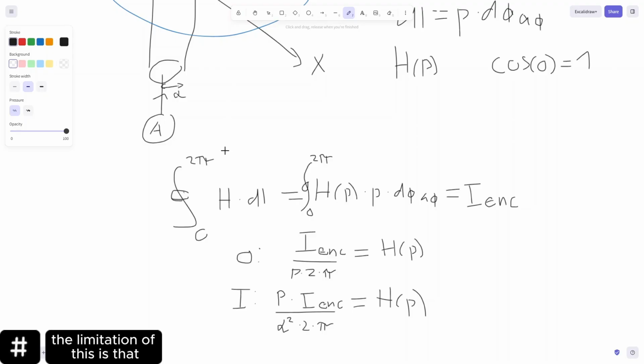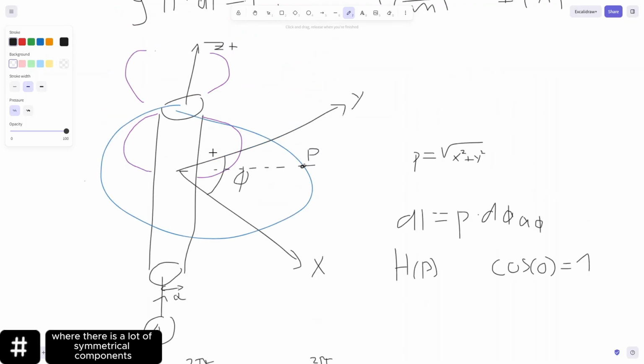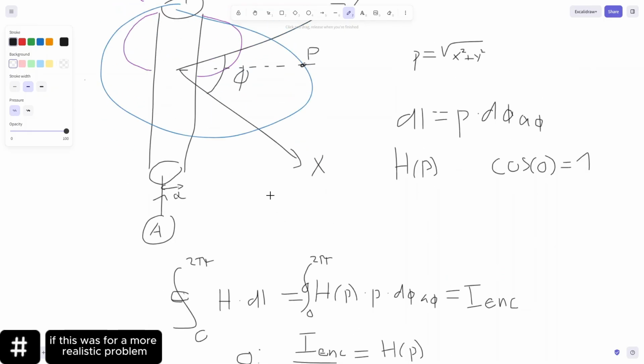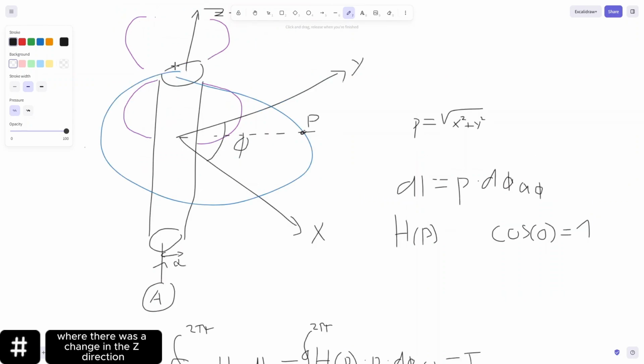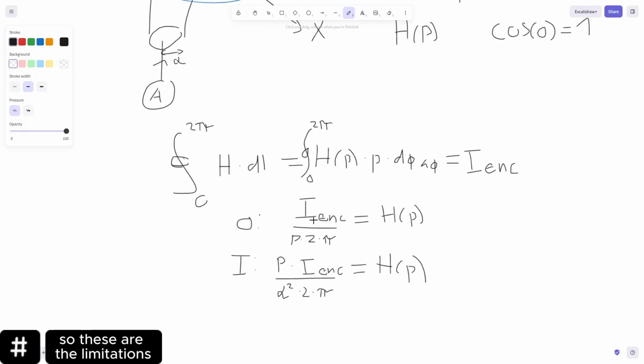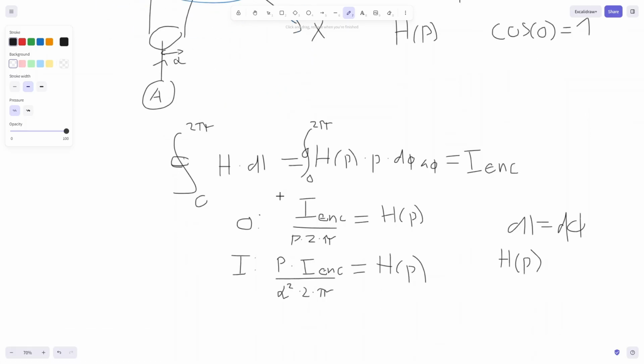The limitation of this is that it can only be used for this kind of geometry where there are a lot of symmetrical components. The z direction was infinite and there was no change in the phi direction. If this was for a more realistic problem where there was a change in the z direction, it wasn't infinite, or there was a change in the wire, maybe some insulation or sheets around it, it would not be as easy to integrate over. So these are the limitations, and they show up in the differential element dl, as we only integrate over phi in the phi direction, and also show up in the definition of the magnetic field intensity as it's only dependent on our radial component. So this is just the recap.